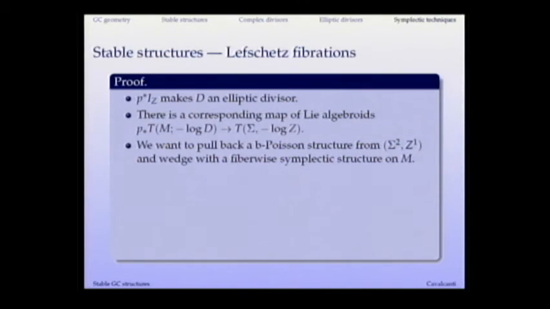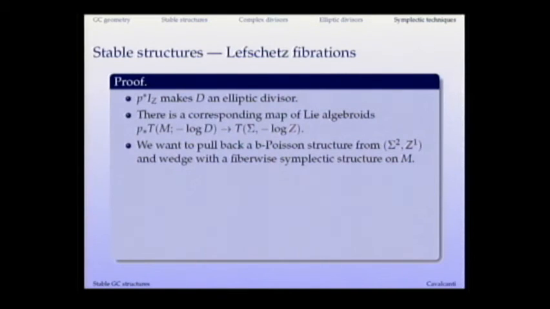And what you do is that you put a b-Poisson structure on the base. So that's the log version of a symplectic structure on the base. And you pull it back to get a 2-form that's well defined as a log form on the whole space. And you want to wedge that with a fiberwise symplectic structure on M. So that's the standard way to construct symplectic forms. One of the first ways to construct interesting examples of symplectic manifolds was like that. You pull back a symplectic structure from the base and wedge that with a fiberwise symplectic structure on the total space. And the idea is that with the hypothesis we have, this can be done also over D.